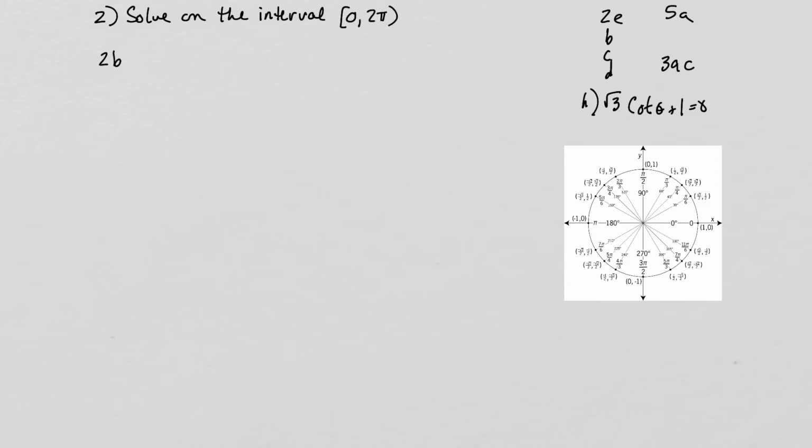So 2B gives you 2 sine squared theta plus sine theta equals 0. The first thing I notice here is that everything's equal to 0, so I have all the important stuff on the left-hand side. And secondly, I have two pieces, and both of these pieces have a sine in them. So I could factor a sine out. If I factor out a sine, I'm left with sine of theta times 2 sine theta plus 1.